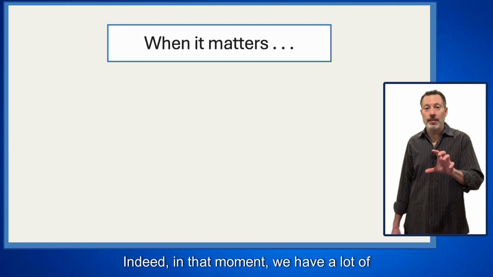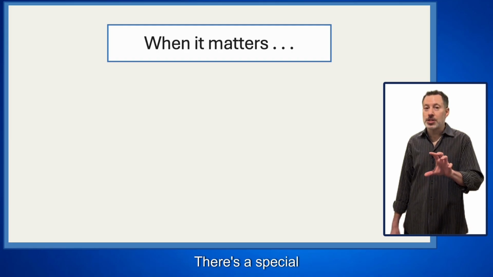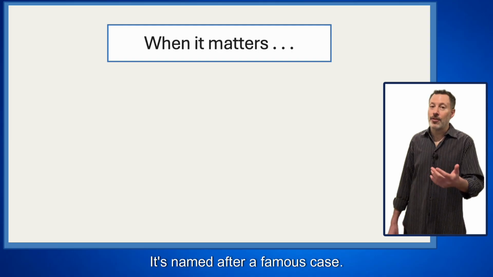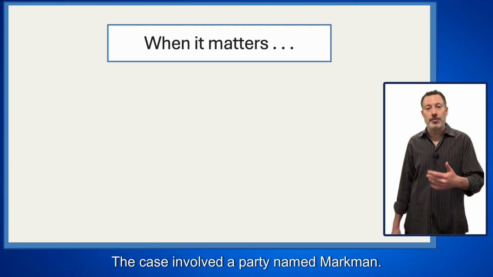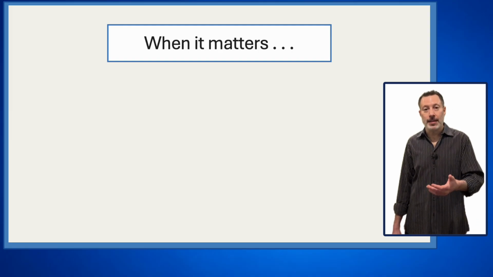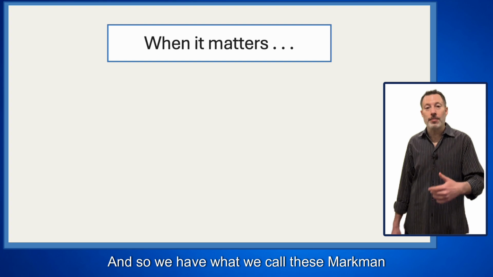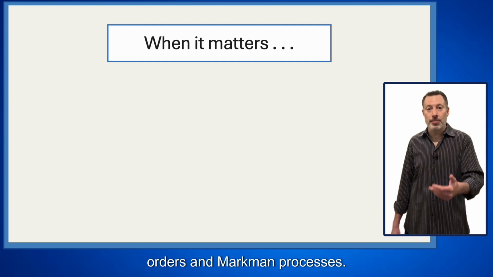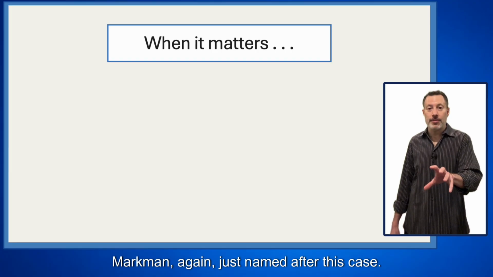Indeed, in that moment, we have a lot of procedure. There's a special kind of system for evaluating claims. It's named after a famous case. The case involved a party named Markman. And so we have what we call these Markman hearings and Markman orders and Markman processes. Markman, again, just named after this case.